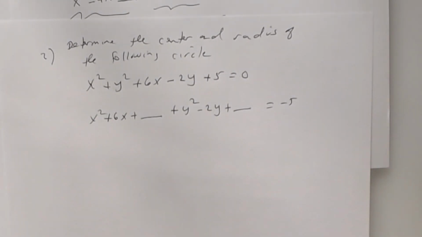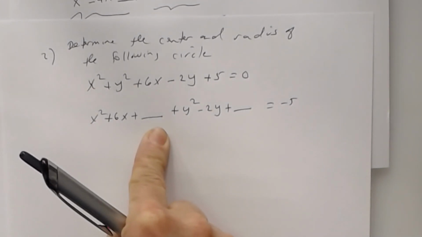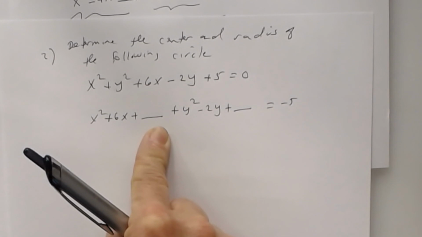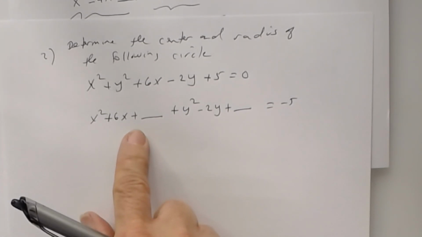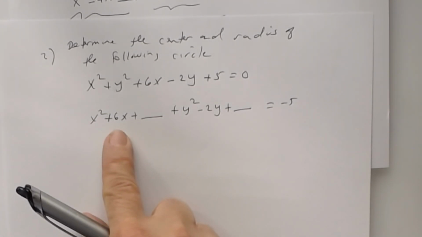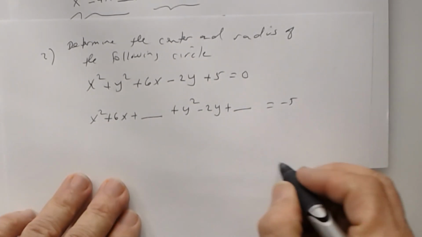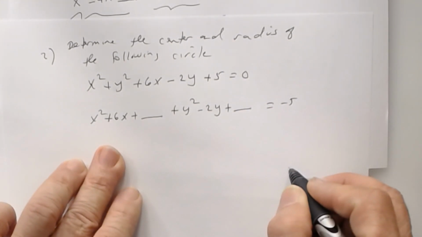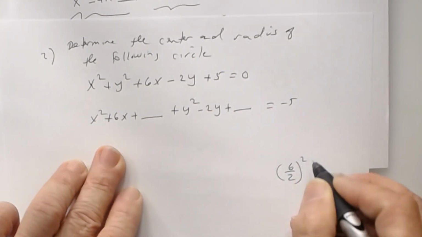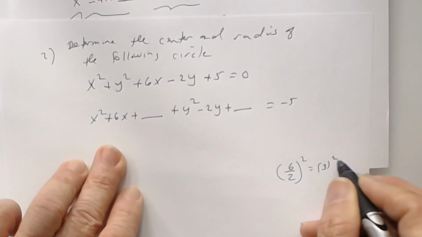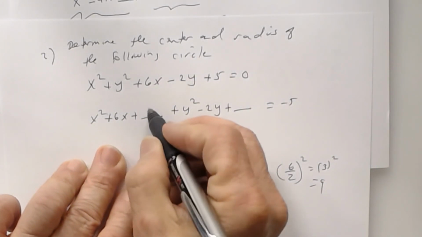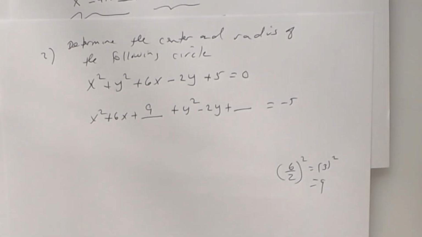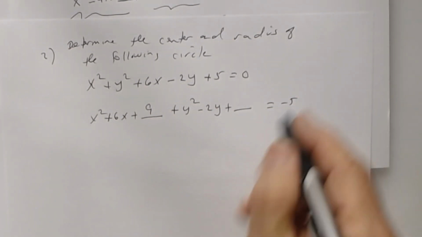All right, so what do you think I'm going to put in that first blank to make this a perfect square trinomial? 9. So you take the coefficient of x, which is 6, divide by 2, and square it. So 3 squared is 9. So I add 9 to both sides, because what you do to one side, you do to the other.